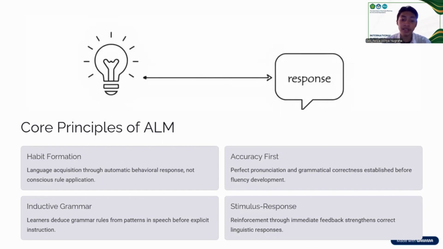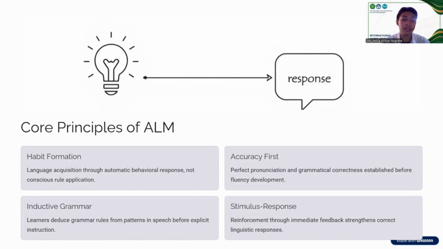Next is accuracy first. Pronunciation, grammar, and intonation must be correct before speed or fluency matters. Mistakes are treated as a threat to long-term performance, and instructional intervention is immediate. Students also repeat forms until they match the model exactly, while fluency only appears after structural stability is secure.